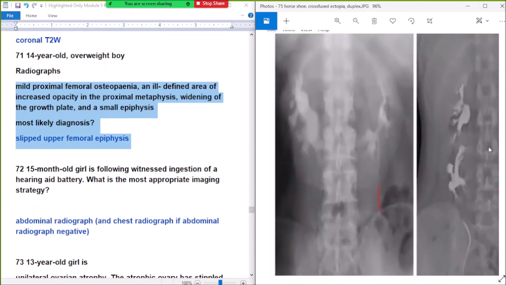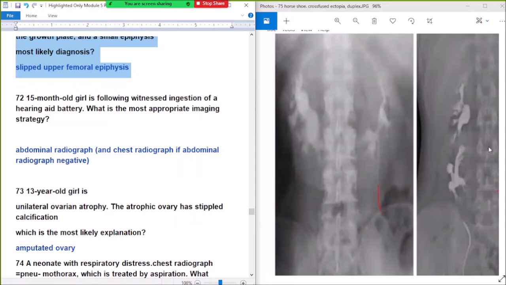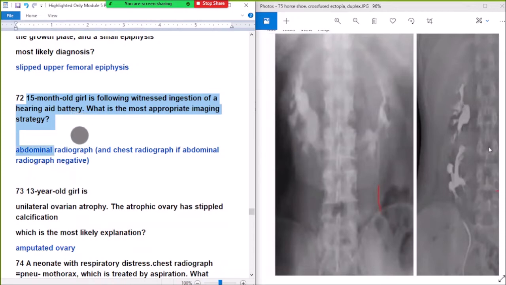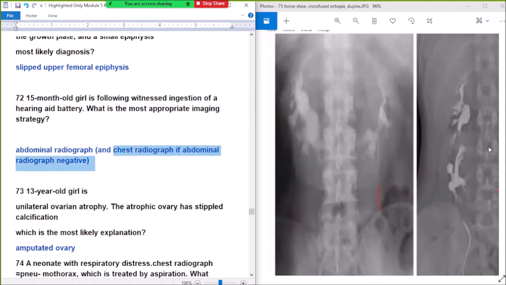Question 72. A 15-month-old girl following witnessed ingestion of a hearing aid battery. What is the most appropriate imaging strategy? Abdominal radiograph and chest radiograph. Abdominal radiograph is negative.